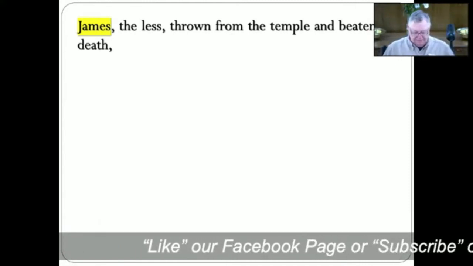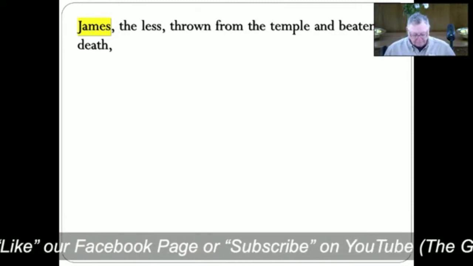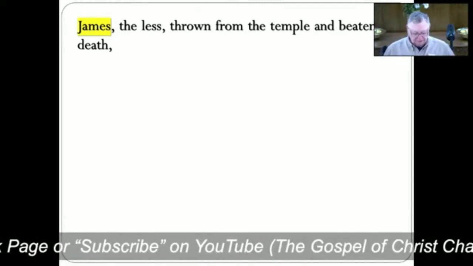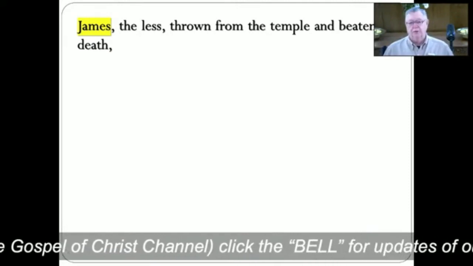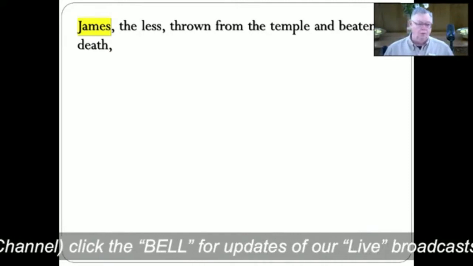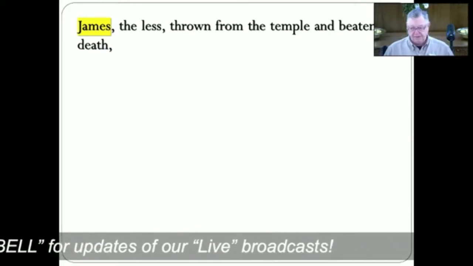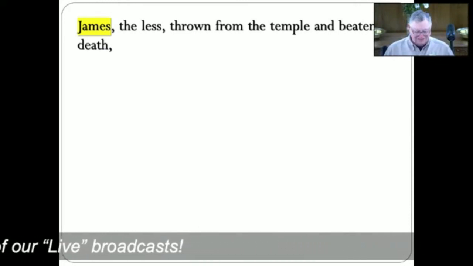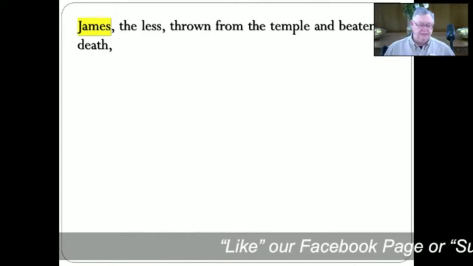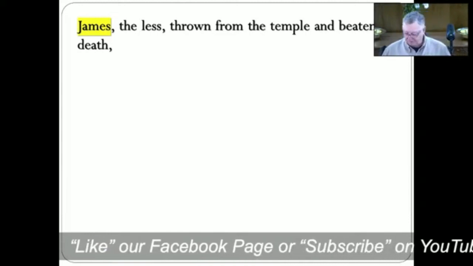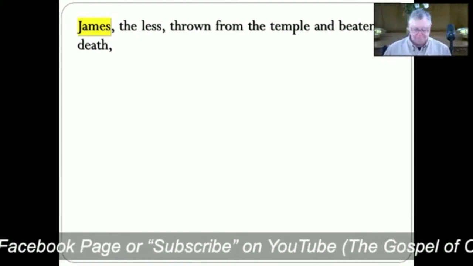Excuse me, he was supposedly taken and thrown from the temple wall about 100 feet. He survived that, and then they beat him to death just to make sure that he was dead.